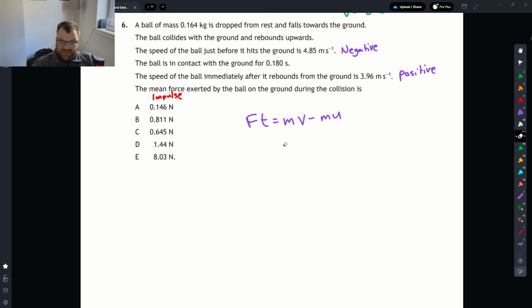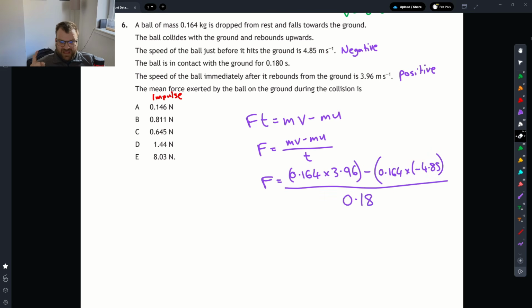I've just done it because it makes more sense to me going down the way negative and positive going up the way. So we want the force. So the force is going to equal the right-hand side over T. Divide both by T. Now start putting the numbers in. So the mass in both cases is 0.164. And then the final speed is the 3.96. And then you've got your minus 4.85 on the other side. And then all over 0.18. That's what this time says. Ping that in. I get out 8.03, rounded nicely to, or is exactly the same as answer E for number 6.